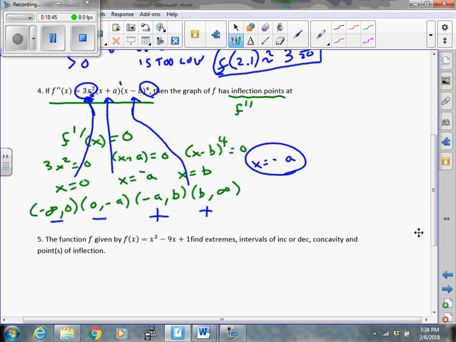Done. So be cautious when they give you the double derivative. You're looking for those even powers, because those roots of this double derivative function will give you no point of inflection. It's only when there's an odd power. Otherwise, we got to actually plug in values to find the roots.